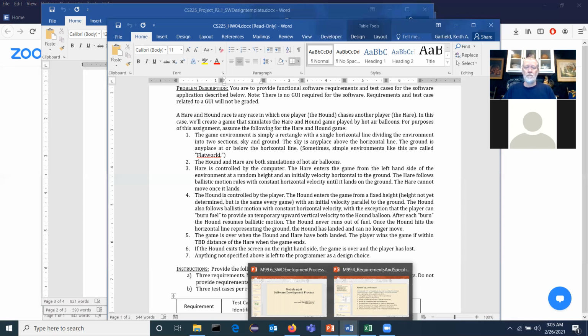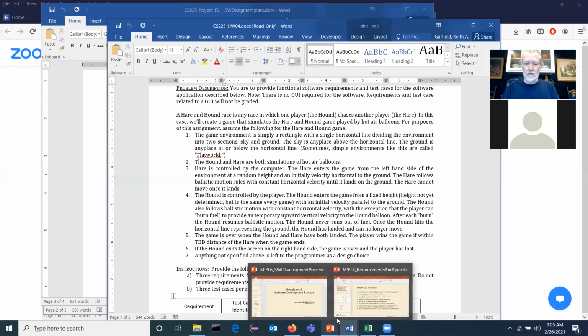Okay. Having said that, don't needlessly complicate your life, right? So if you find that you're having trouble turning this in because of the GUI, then don't waste your time with that. Okay. Thank you, sir.